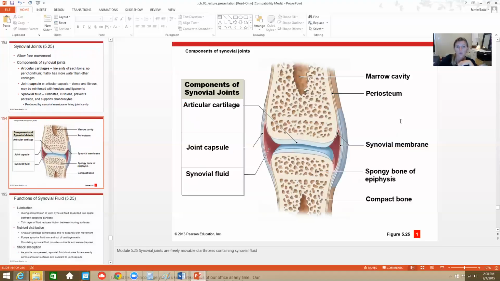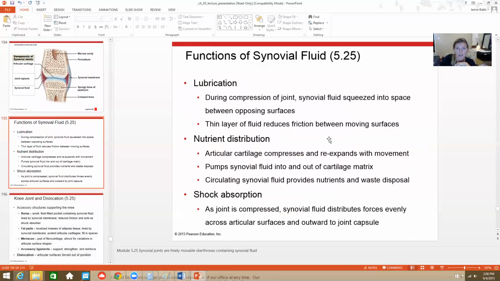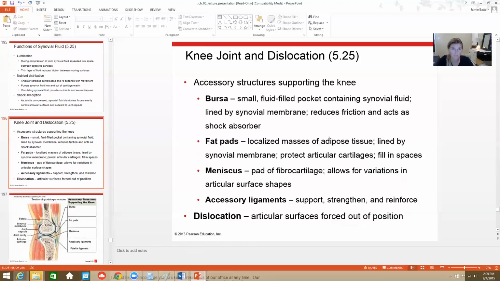Here you see a typical synovial joint with the articular cartilage. You see the joint capsule, which is just a little membrane surrounding it. And there may or may not be ligaments and other supportive structures in that cavity. Overall function of synovial fluid: lubrication, to help kind of grease up the gears, so to speak. It also helps to distribute the nutrients to the bones. And it's there for shock absorption, right? Because these movable parts are not as stable as the immovable parts. So we have to be able to absorb some shock there.